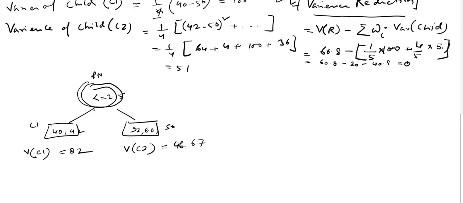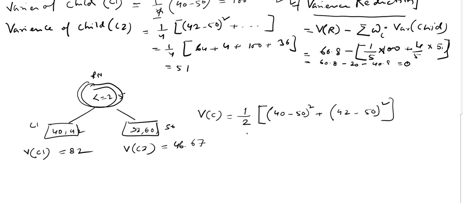I'm not showing all these things, but this is the way it will come if you put it into the formula. So let me show how we calculated the variance of C1 in this case. What is the formula? Again 1 by n, so in this case 1 by 2, and then the mean: 40 minus 50 whole square plus 42 minus 50 whole square. So that means 1 by 2, basically 100 plus 64. So 164 divided by 2, which is 82. So that's why I mentioned this one.